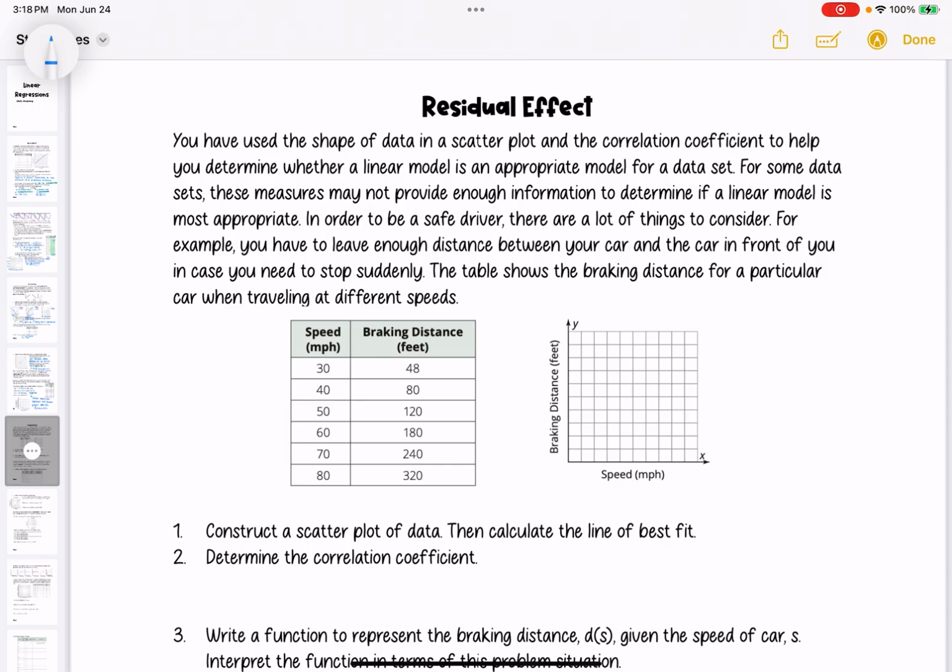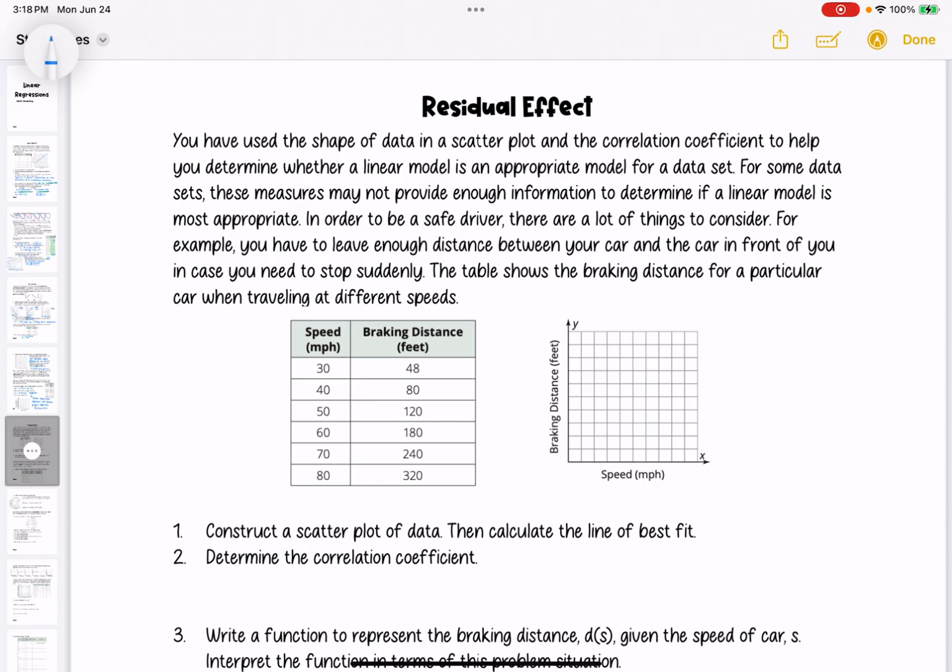For some data sets, these measures may not provide enough information to determine if a linear model is most appropriate. In order to be a safe driver, there are a lot of things to consider. For example, you have to leave enough distance between you and the car in front of you in case you need to stop suddenly. The table shows the braking distance for a particular car when traveling at different speeds. This is going to be our first example of using residual effect.